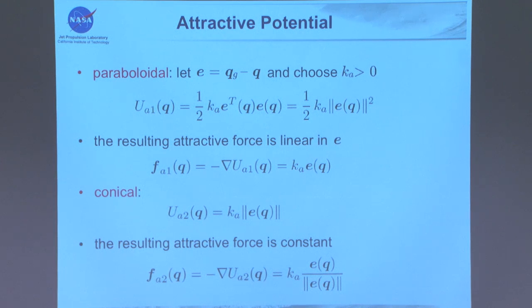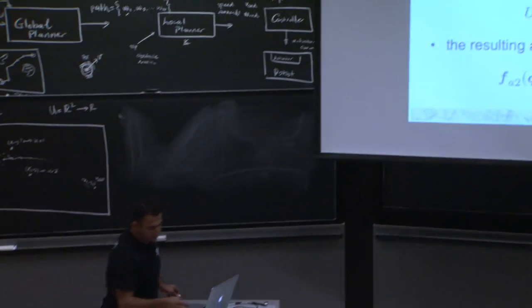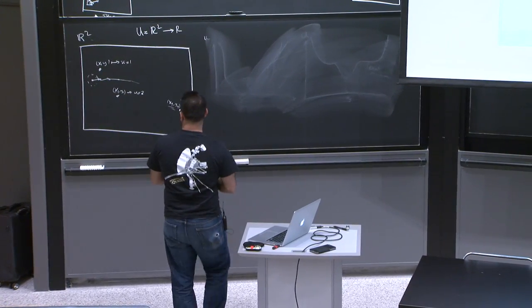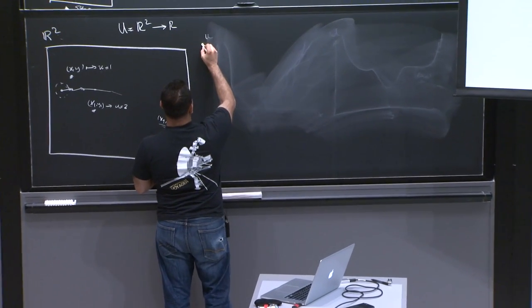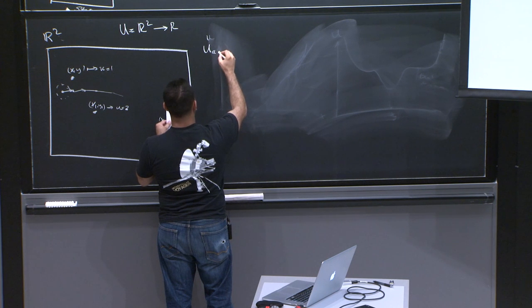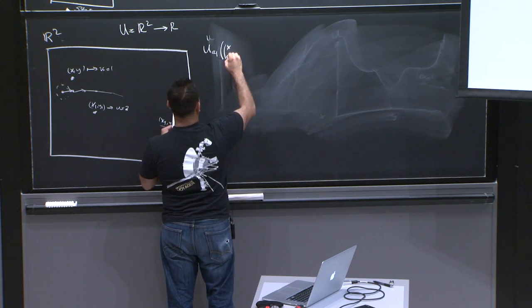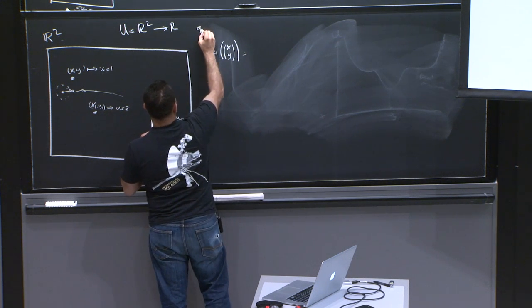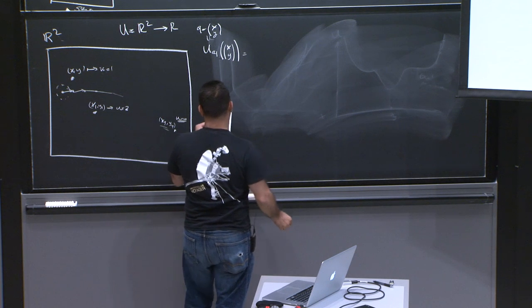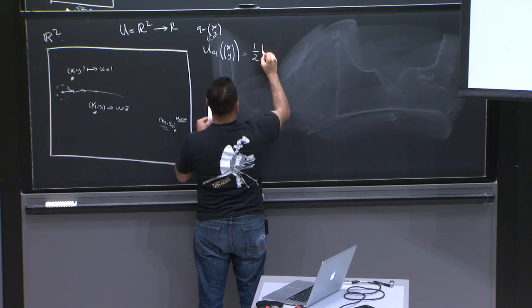So this is the expression for the paraboloidal potential. It looks a little bit scary, but it's not. I can explain on a simple example. So let's continue on this example. The paraboloidal potential will be, our configuration space is x, y, then it is defined as KA.